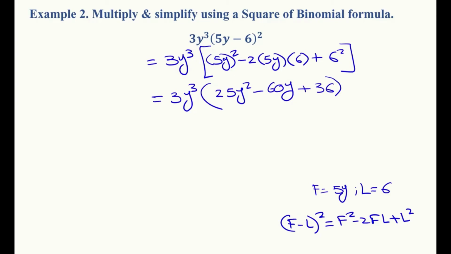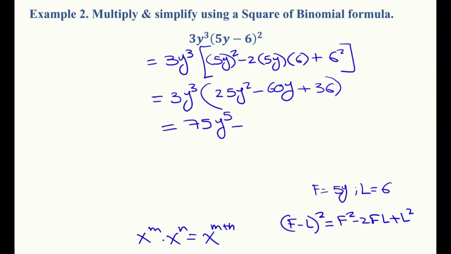Okay, so now that we've taken care of the squaring of this binomial and we're done with the exponentiation part, we can go ahead and multiply, which in this case, of course, means distribute. So we're going to get 3 times 25, which is 75, y to the 5. Remember, we're using the product rule, which says if you have x to the m times x to the n, that's x to the m plus n. So that's why we're adding the 3 and the 2 to get the 5, and they have the same base.